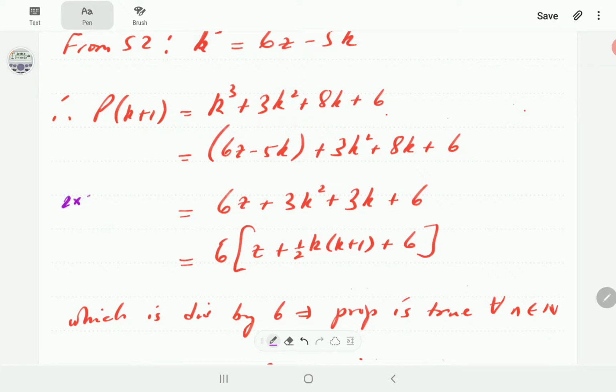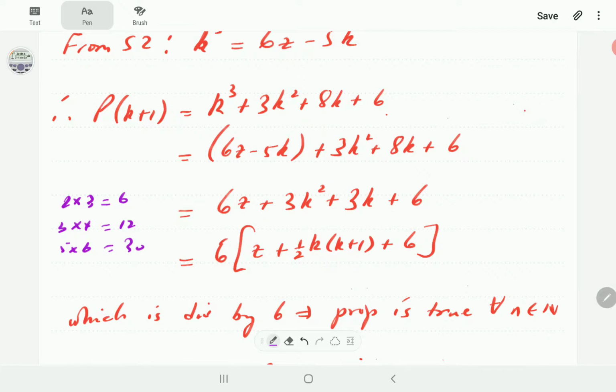For instance, 2 times 3 is 6. 3 times 4 is 12. 5 times 6 is 30. So an integer times the next bigger integer is always going to give us a product which will be even.